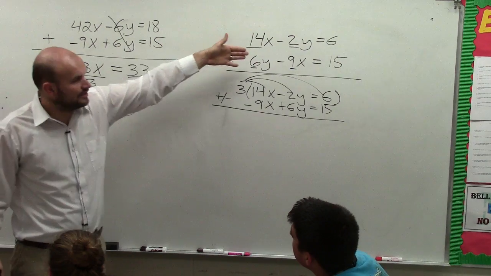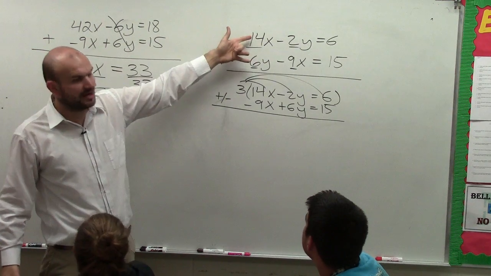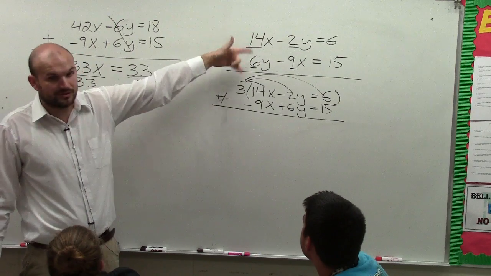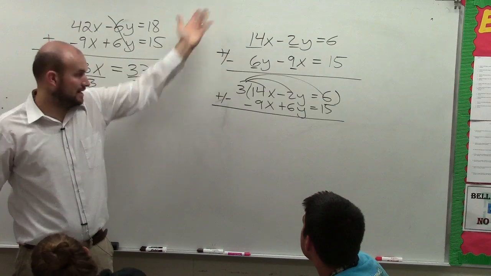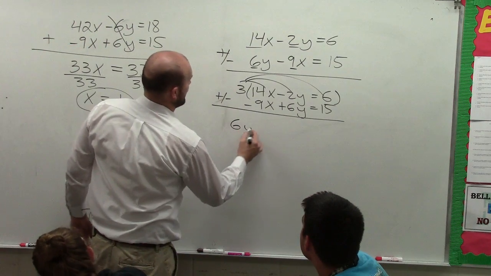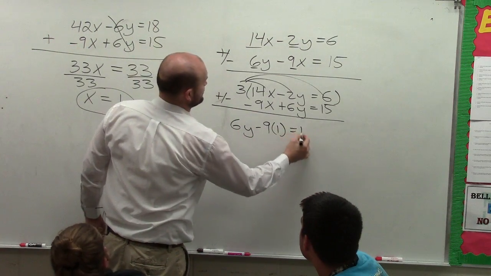To find y, however, I don't have an equation that solves for y. So I just need to pick one of the equations to plug it into. So Zach, which one? The top or the bottom? Doesn't matter. Bottom. So then we do 6y minus 9 times 1 equals 15.